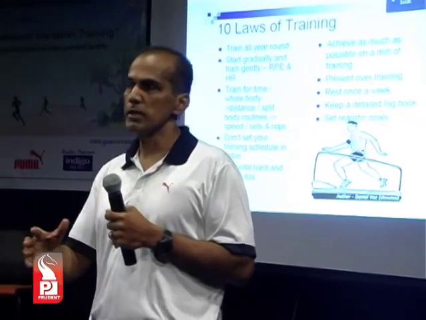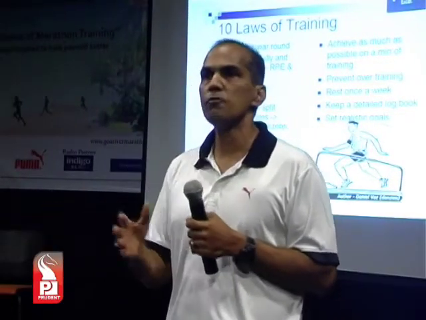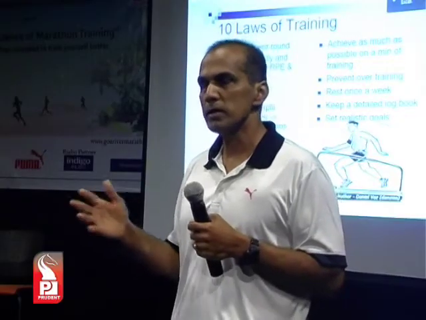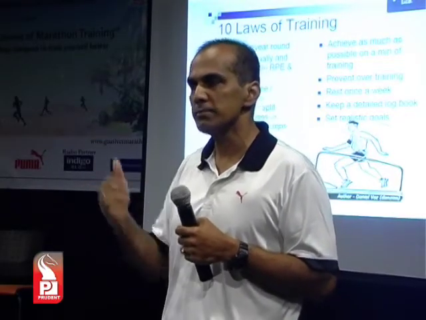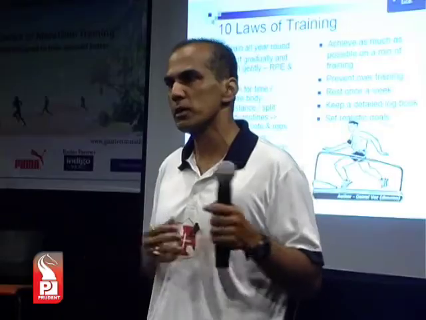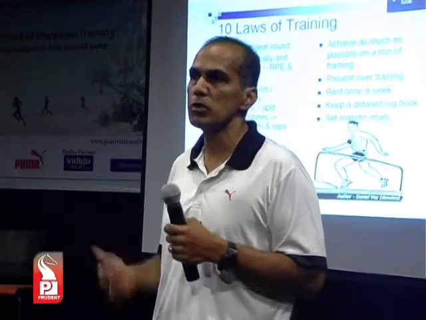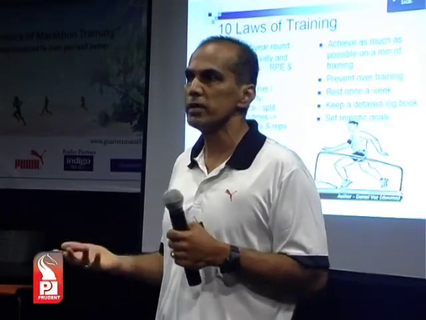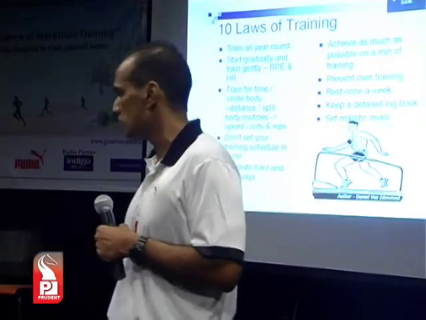Keep a detailed logbook. If you don't keep a detailed logbook of your runs, you won't know how far you're progressing. If you keep a detailed logbook, you'll find out that your times are coming down. You ran the same 10 kilometers 2 months back in 60 minutes. Now you're able to do it comfortably in 58 minutes. You've progressed. That's how logbooks help.